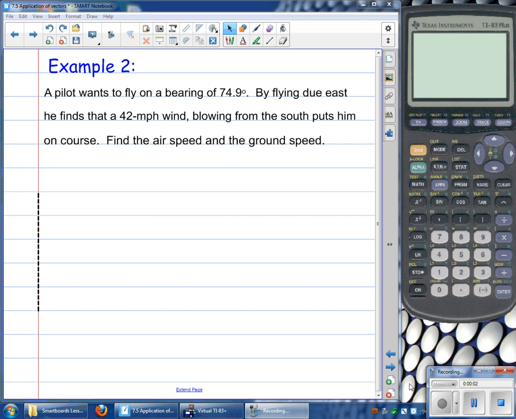All right, here's example 2, another airplane problem. These are kind of tricky, and a lot of it has to do with the sketch, so we've got to be careful how we set these up. And the vectors that we include on those are semi to scale. That usually helps quite a bit.